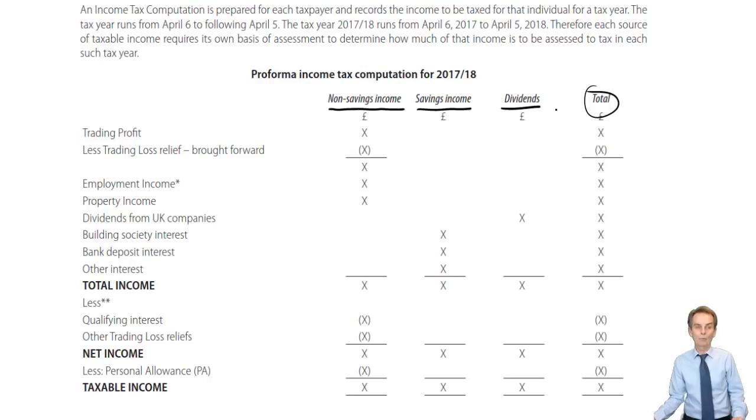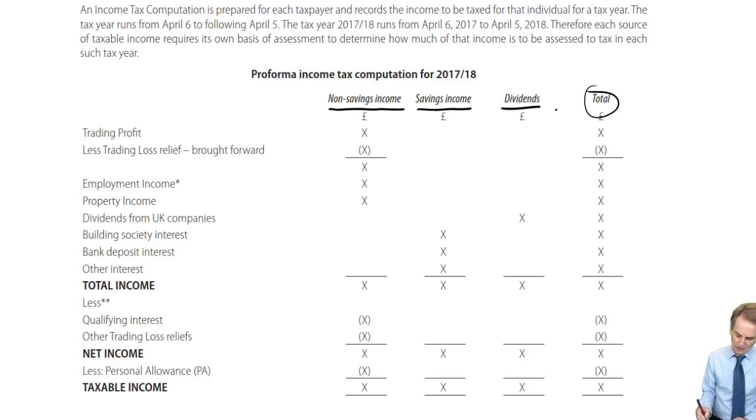Others, again, more usually, employment income. Now, that's only one chapter. It's a very big chapter, however, and is a hugely important area. And in some way, shape or form, just as will trading profits, it's going to be assessable. It's going to be examinable somewhere in your exam paper.